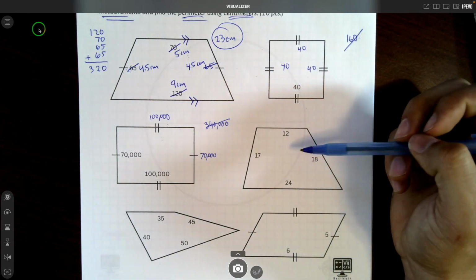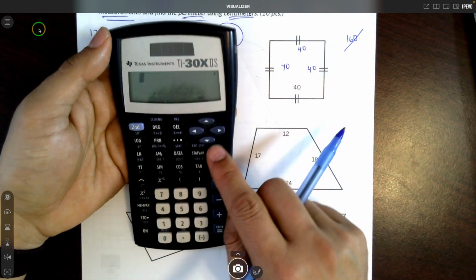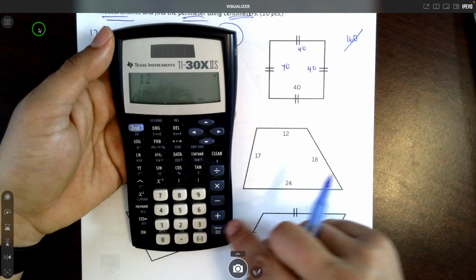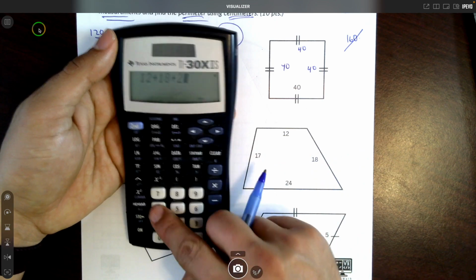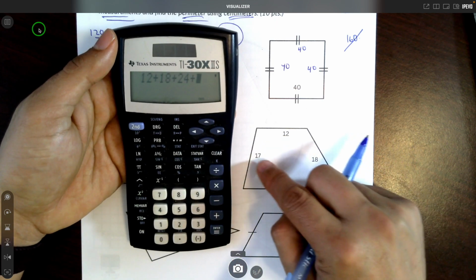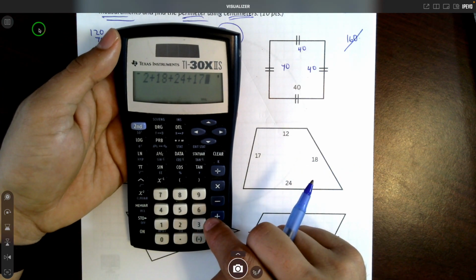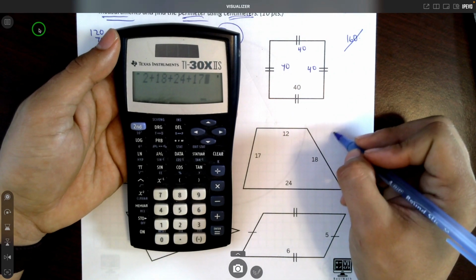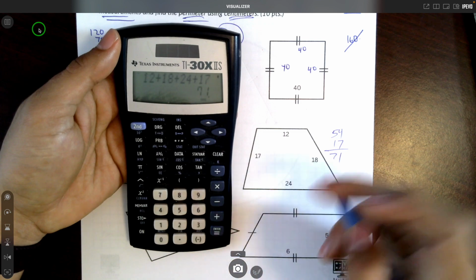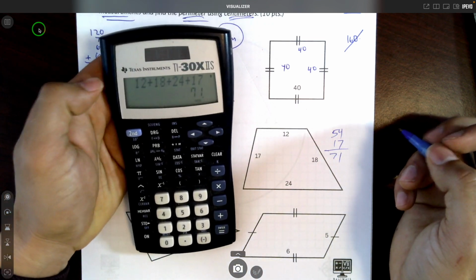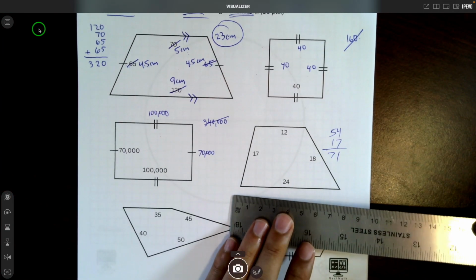If you are having trouble adding stuff, just get a calculator. Calculators are a good tool. So 12 plus 18, that's 30. Plus 24, that's 54. Plus 17, 54 plus 17, that's going to give us 71. Nice. Okay, so this is 71. But it's not really 71. Right? We've got to get our rulers.